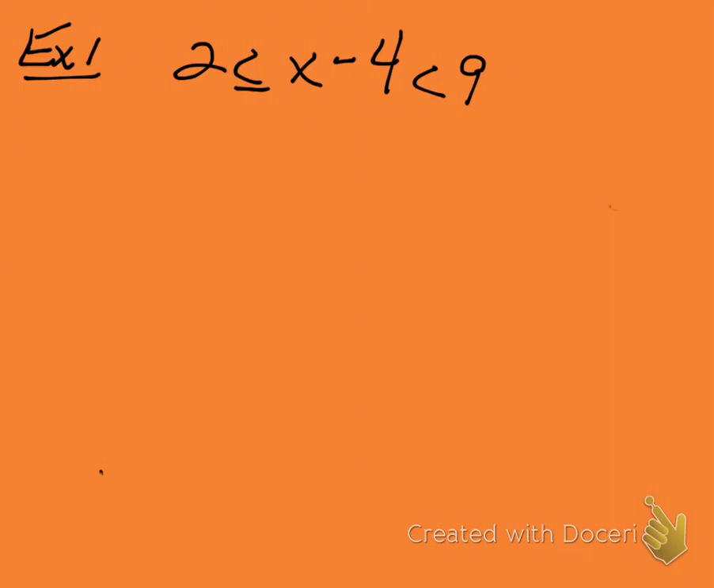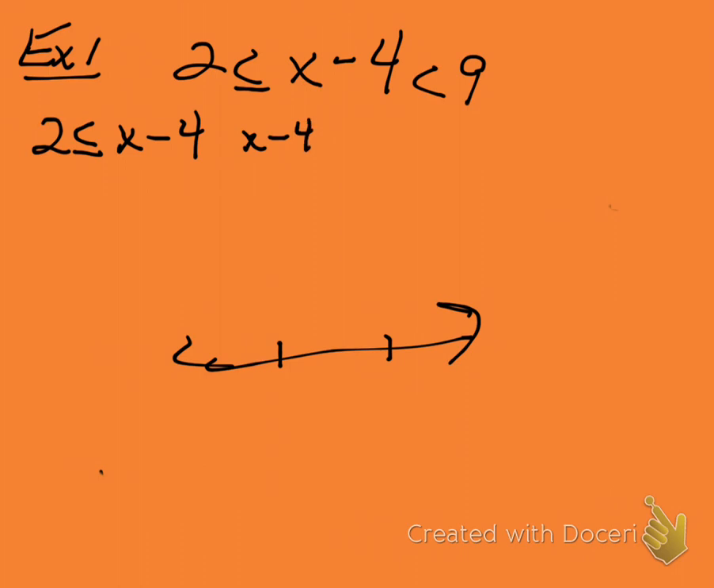Example 1. So this, I can tell right away, it's an "and" inequality. So I'm already thinking it's going to be something like this, where it's going to be shaded in the middle, right? That's what I'm thinking. We'll see. So these, I can do two different ways. I can do them as two separate inequalities. Let's do that first. So I can do 2 is less than or equal to x minus 4, and x minus 4 is less than 9.